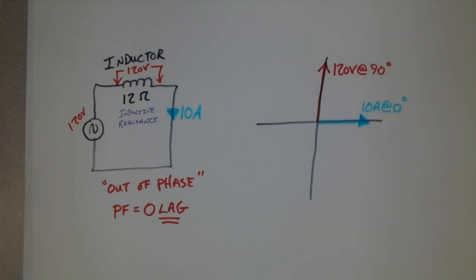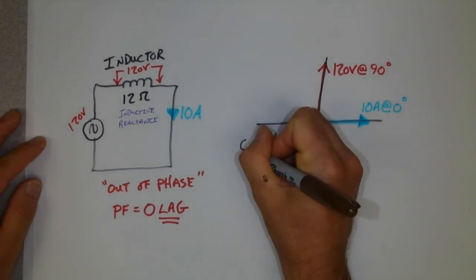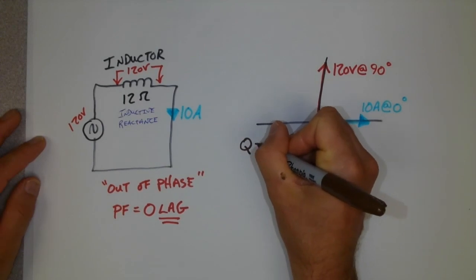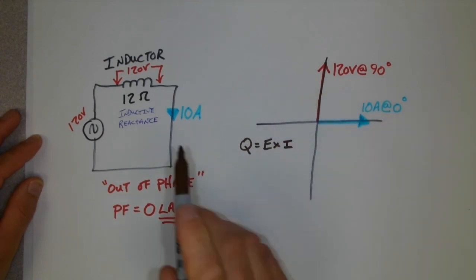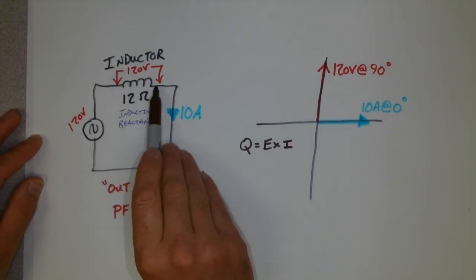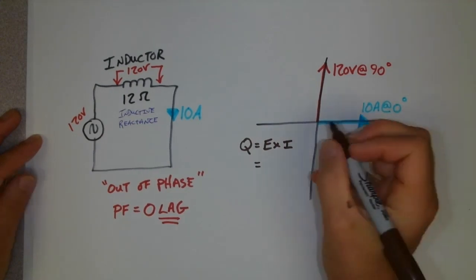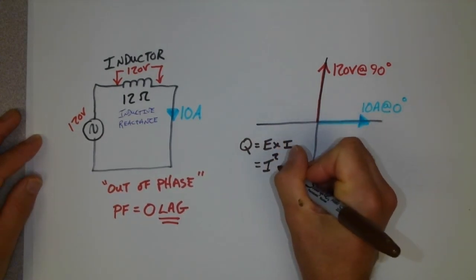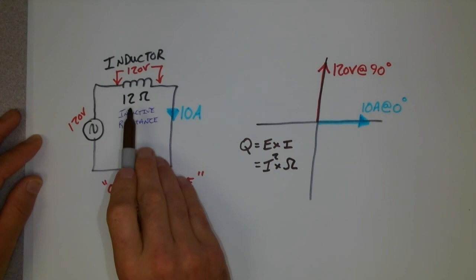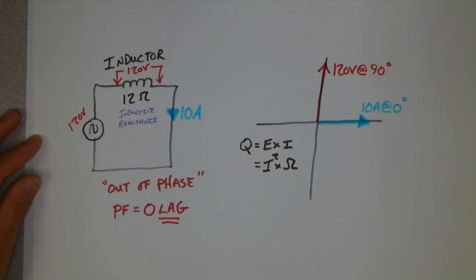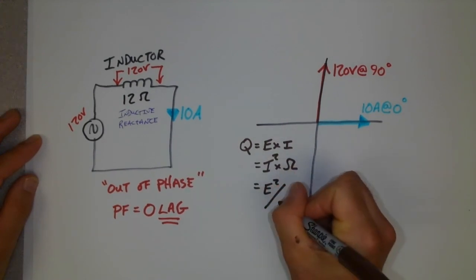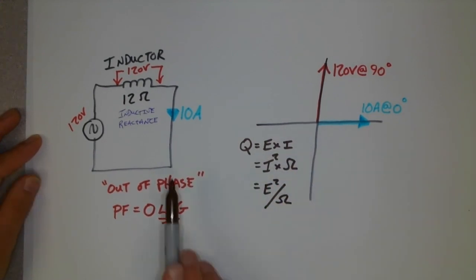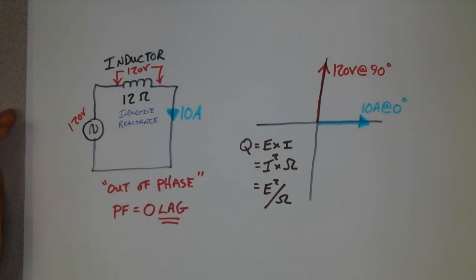So what that means, when we go to do the calculation, is Q, or quadrature power, or wattless power, is equal to the voltage times the current through the inductor. It could also be calculated as the current through the inductor multiplied by the ohms of inductive reactance of the inductor. And it could also be calculated as the voltage squared divided by the ohms, inductive reactance of the inductor.